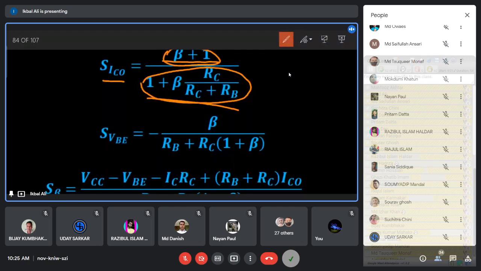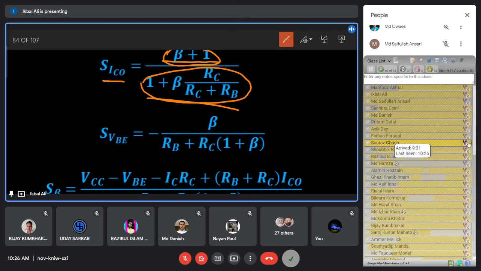Stability in the case of the fixed bias circuit is not good, so we have to think of another circuit. We have to change the circuit slightly. That is why this RB resistance is not directly connected between VCC and base, but instead is connected between the collector and the base.